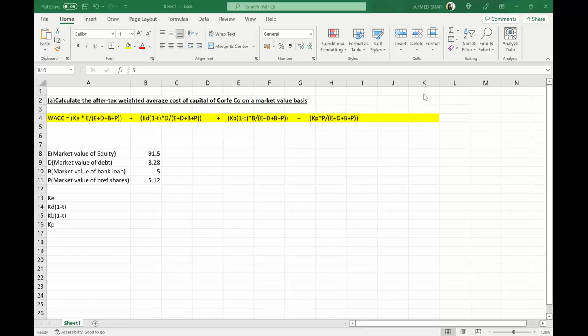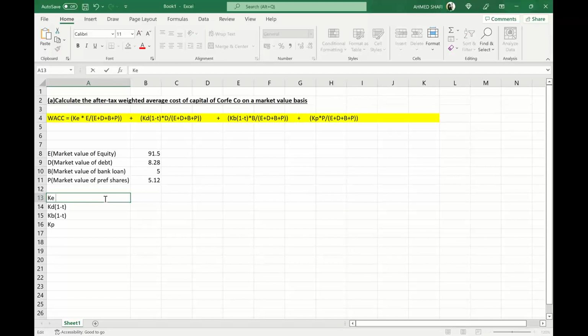Okay, now you have to pay attention to the last 4 things because once these 4 things are calculated, I just have to place them in the formula and get 11 marks. Okay, let's find KE now. Now I have told you that for KE, you have 2 models. One is CAPM, one is DVM.